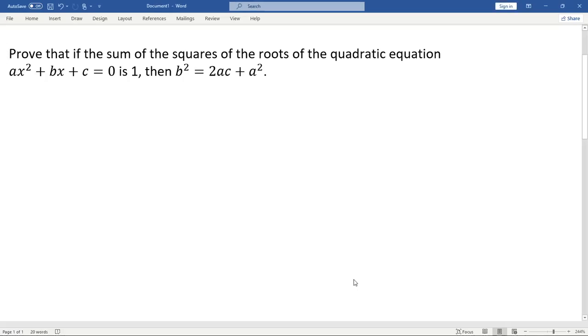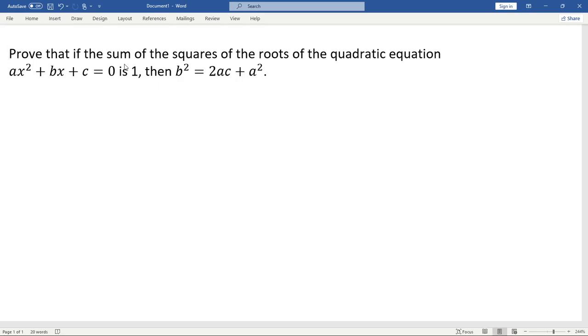Alright, welcome guys. So I have this question here. Prove that if the sum of the squares of the roots of the quadratic equation ax squared plus bx plus c equal to 0 is 1, then b squared is equal to 2ac plus a squared.